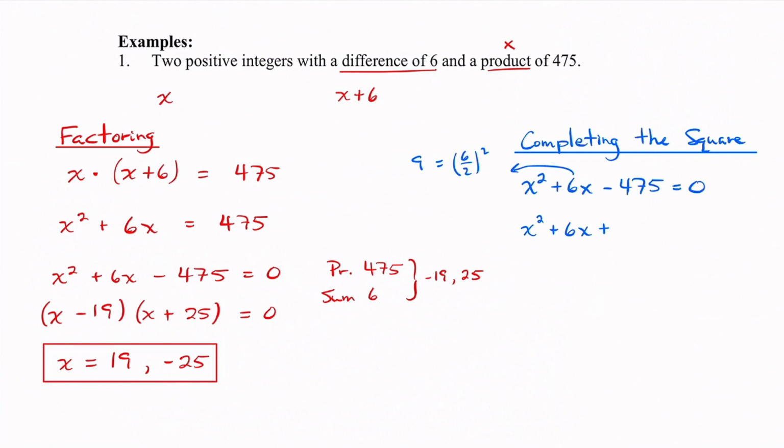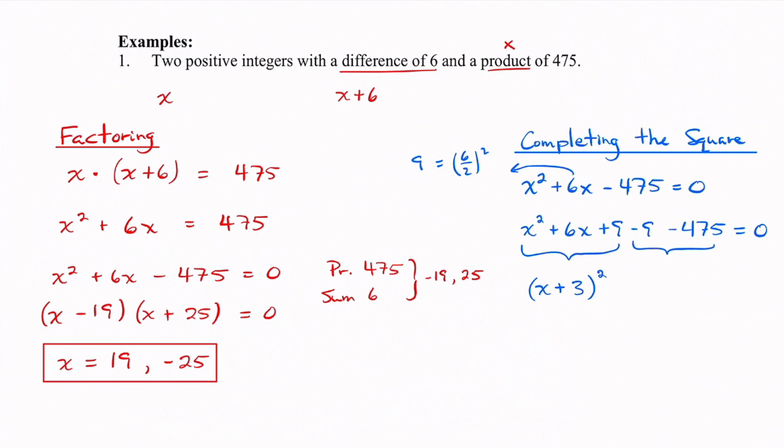So I got plus 9, subtract 9, and then minus 475 equals 0. The first three terms here are a perfect square trinomial, so I can factor that. The x comes down, the middle sign comes down, and then I take the 6 and divide by 2. So I'm going to get 3, and then I put that in brackets with a square. And then these two terms I can put together.